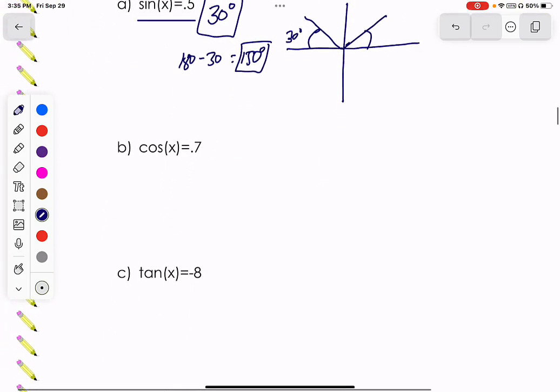Here's another similar problem. Again, we plug in our 0.7 into our inverse function in our calculator, and that's going to give us 45.6 degrees.